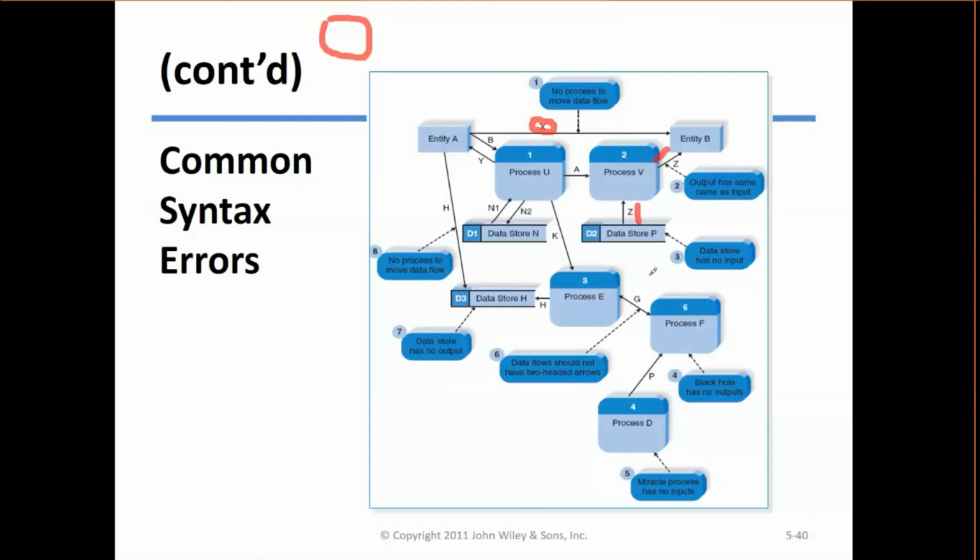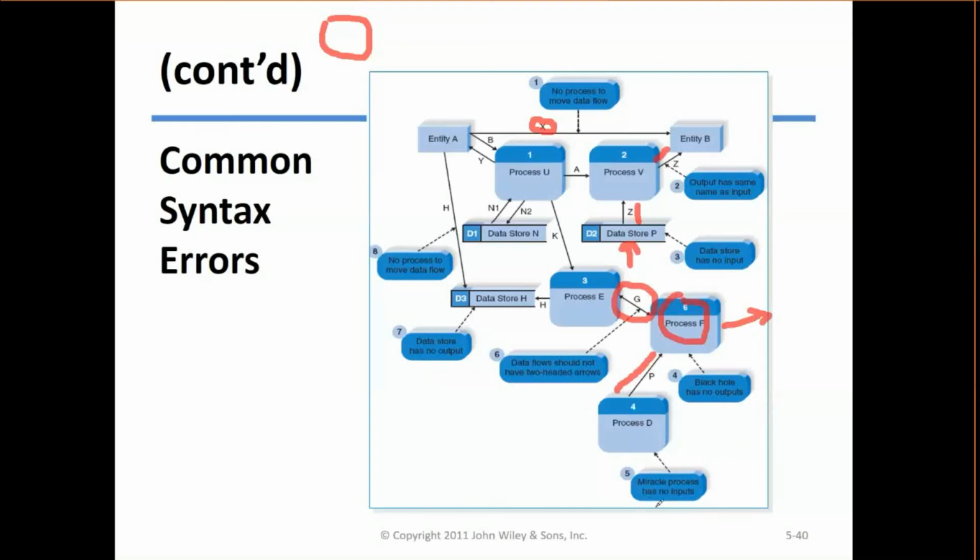Number three, what happens? You see, this data store is a miracle. It doesn't have any input and it's generating output. So rule number two applies here. Clear? Number four is a black hole. Input is coming to it and it doesn't generate any output. Ignore this part now. Input is coming and no output is generated. So process 6 is a black hole.